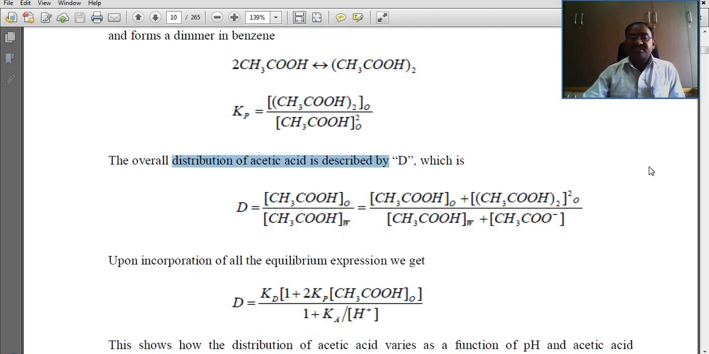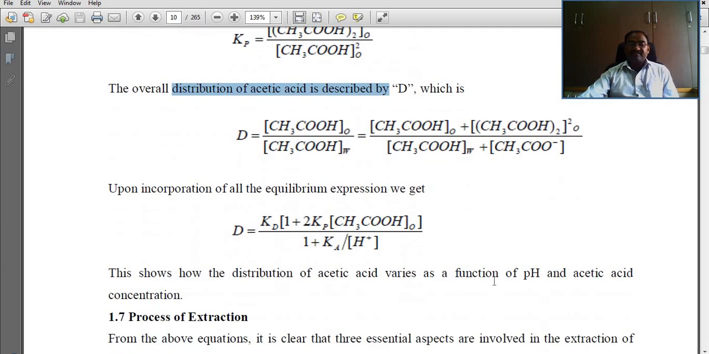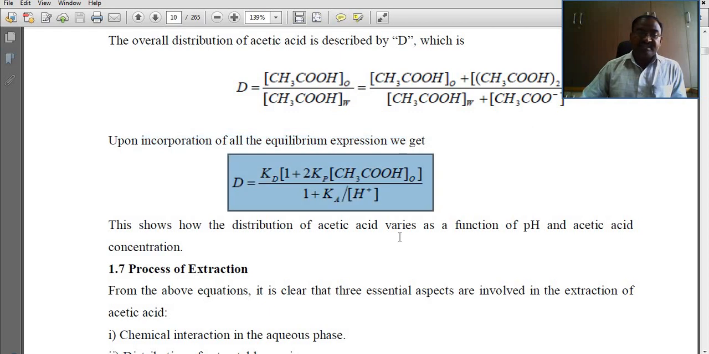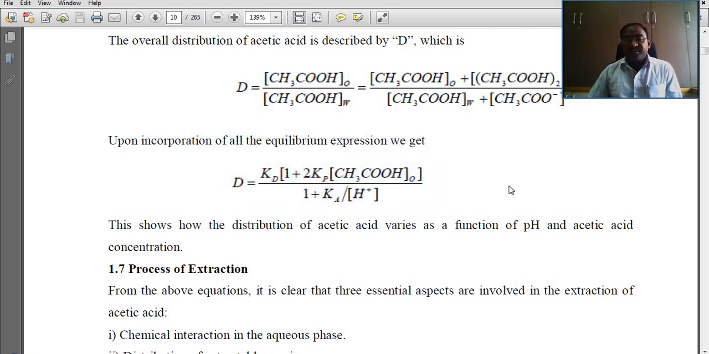The overall distribution of acetic acid is described by D only. D is equal to the CH3COOH concentration in the organic phase, in that benzene, due to formation of the dimer. But in the case of water, it undergoes dissociation. Upon incorporation of all the equilibrium expressions, we get an equation that shows the distribution of acetic acid varies as a function of pH and acetic acid concentration.